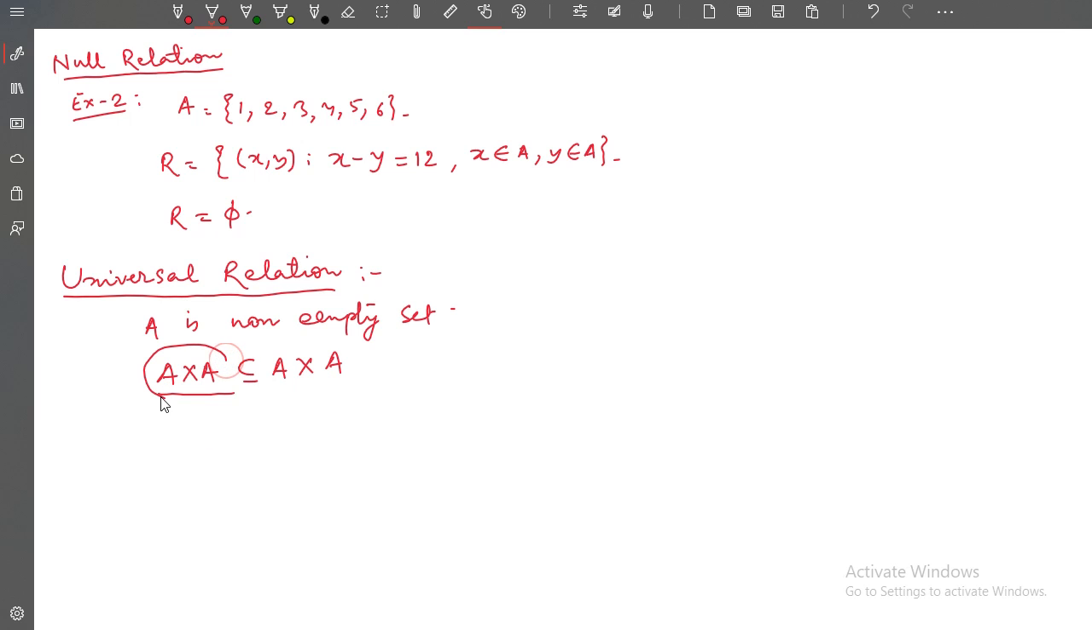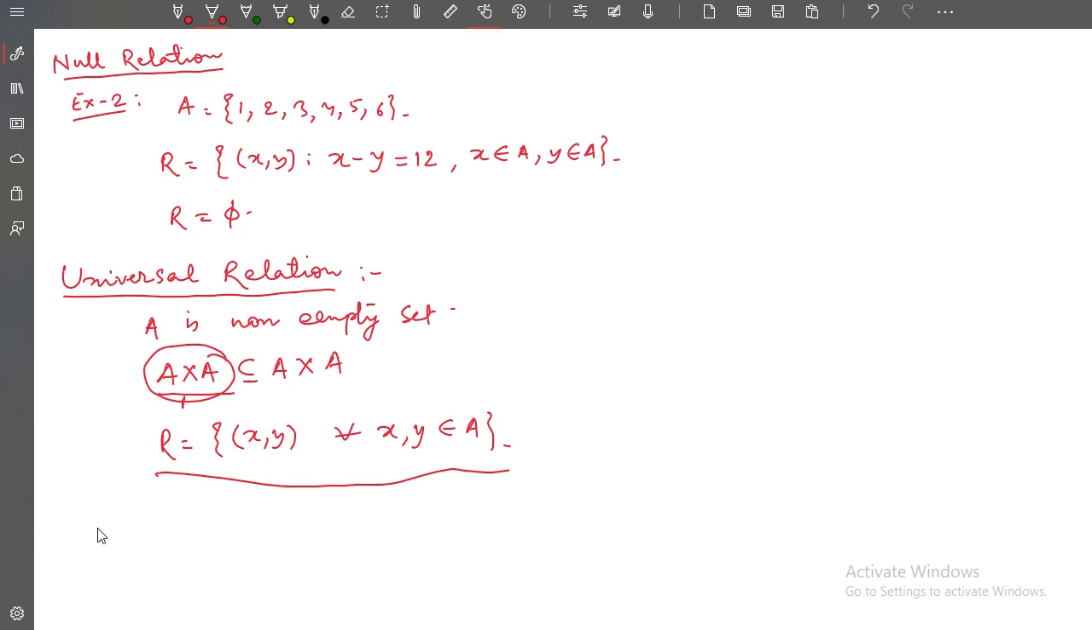This A cross A is said to be the universal relation when R is equal to {(x, y)} for every x, y belonging to A. Then this is a universal relation.